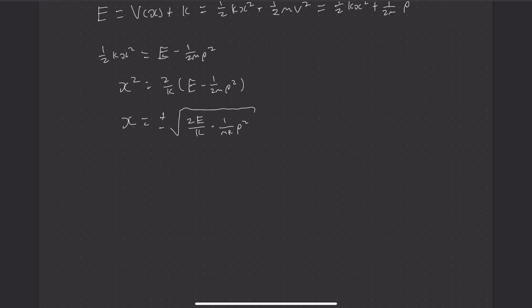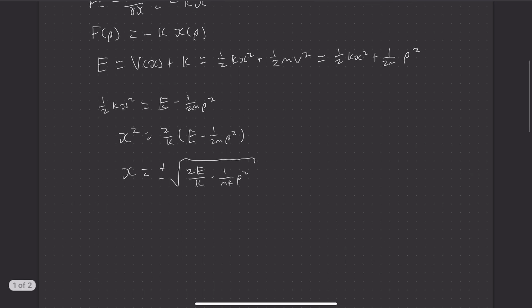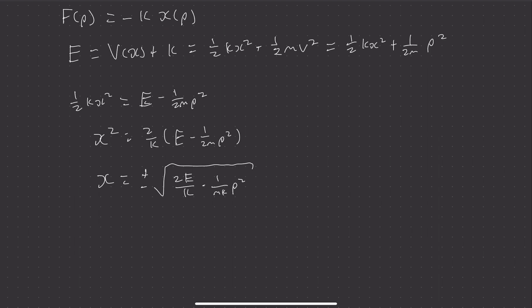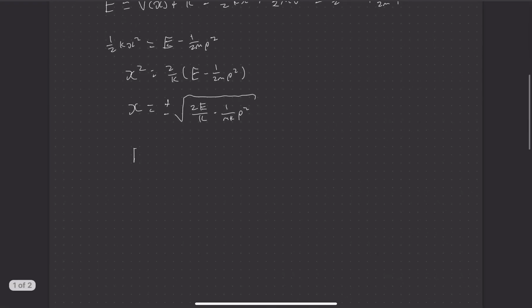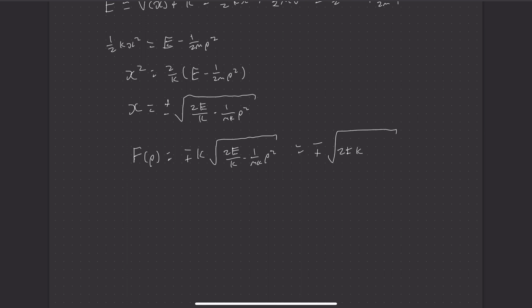And then we can multiply by negative k to get the force, because we can see here from this equation. So f of p is equal to minus plus k times the square root of 2E over k minus 1/mk p squared, which is equal to minus plus the square root of 2Ek minus k/m p squared.